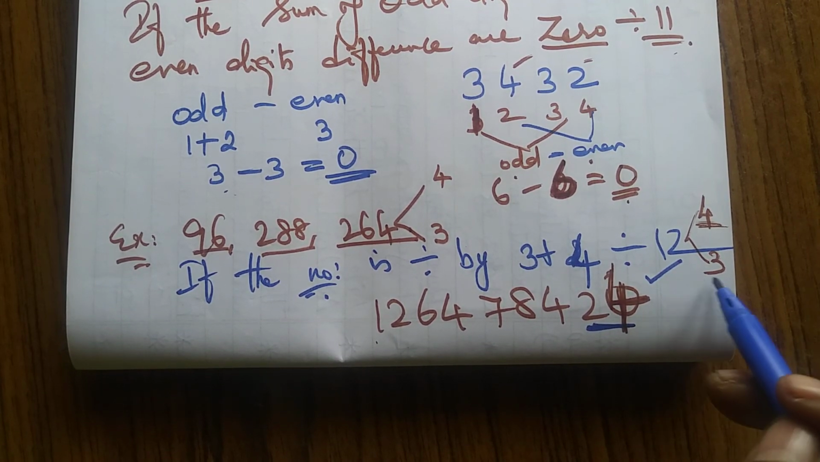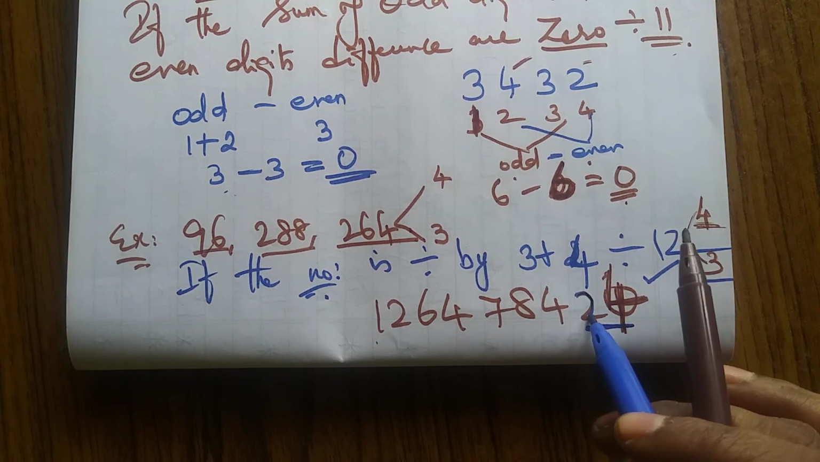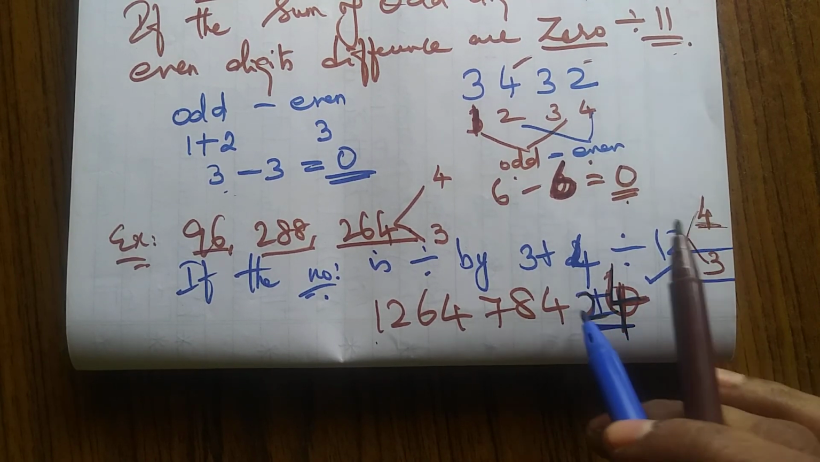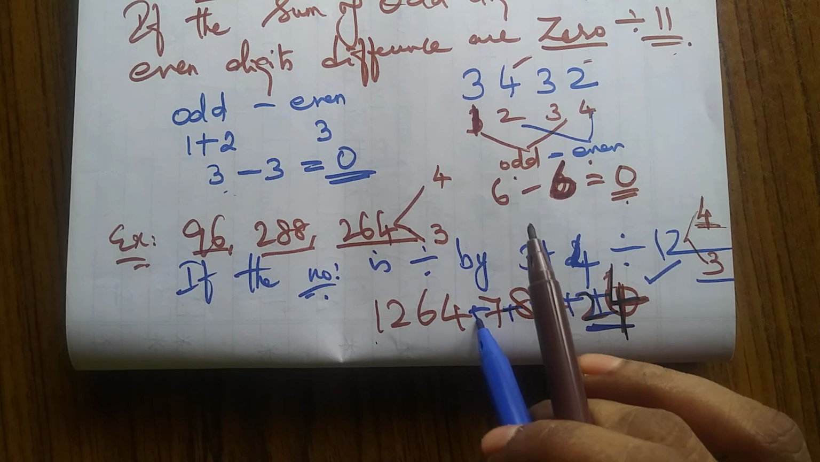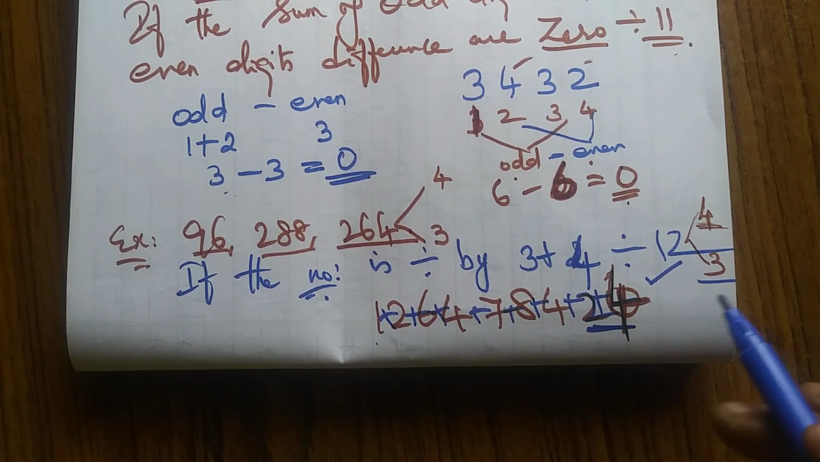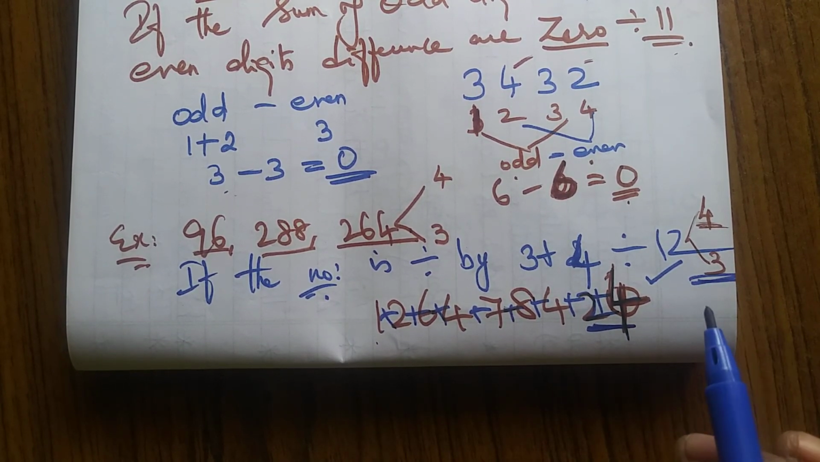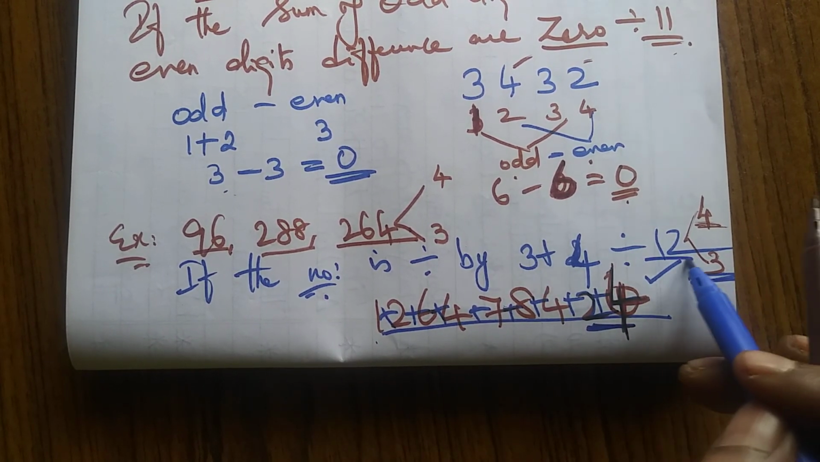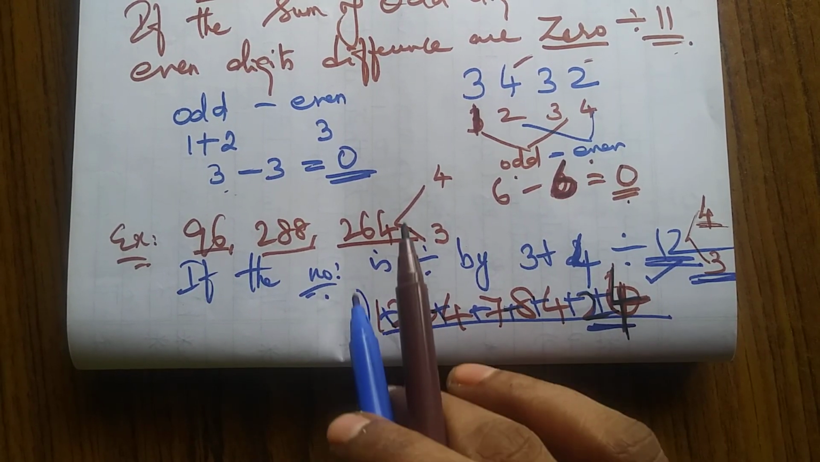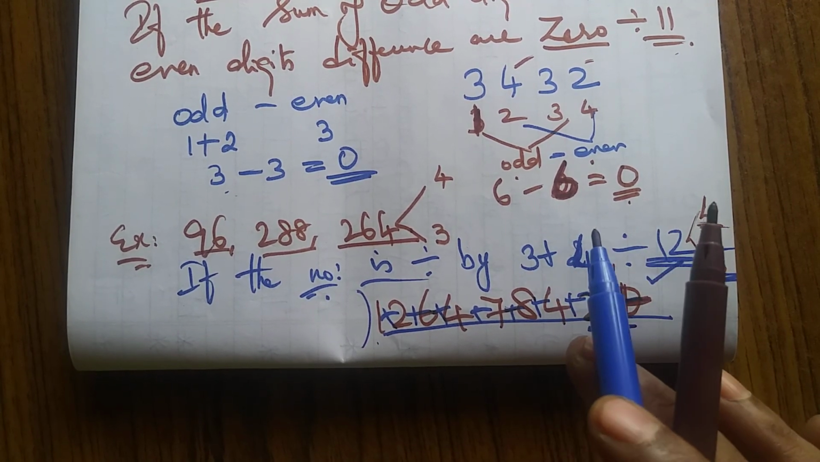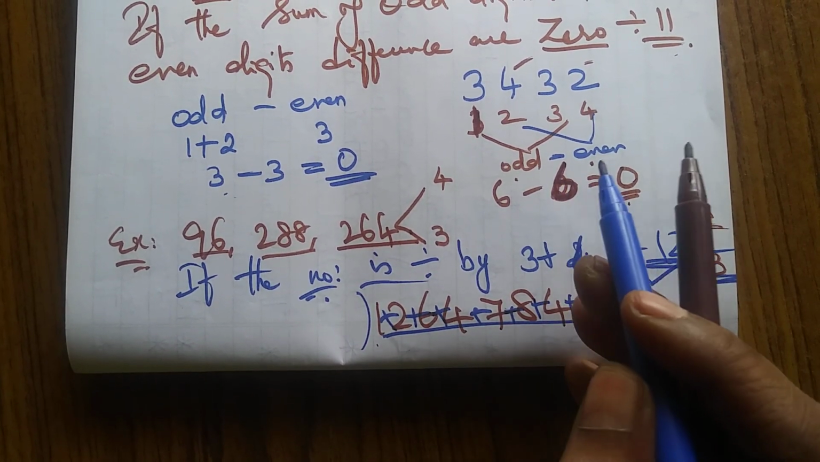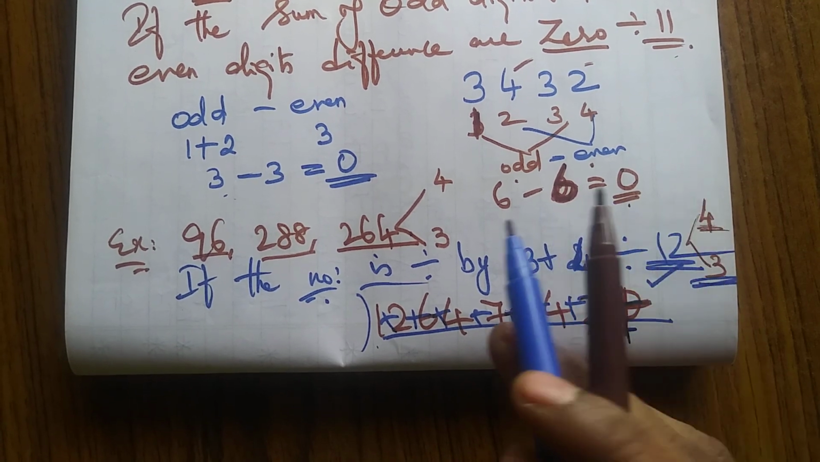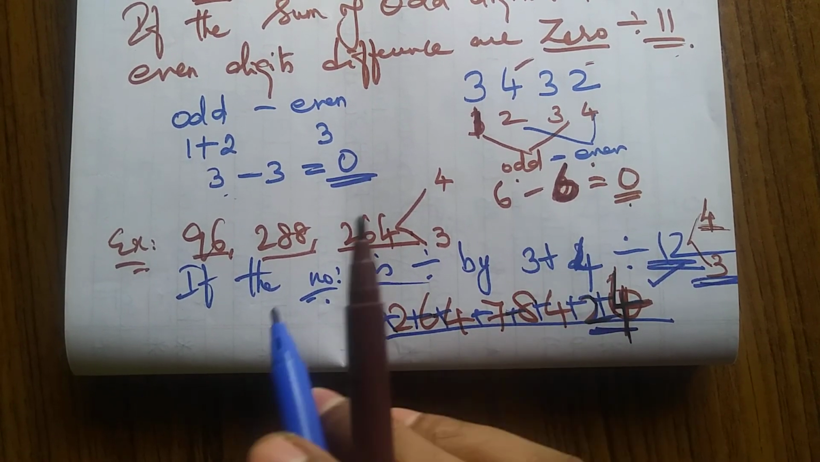And then the third table. For 3, what you have to do is sum up all the digits and see whether the sum is divisible by 3 or not. If that is also satisfied, then the given number is divisible by 12. So you don't need to do long division. It will take a lot of time. Whereas if you get well versed with these tricks, this will help you solve it within a minute.